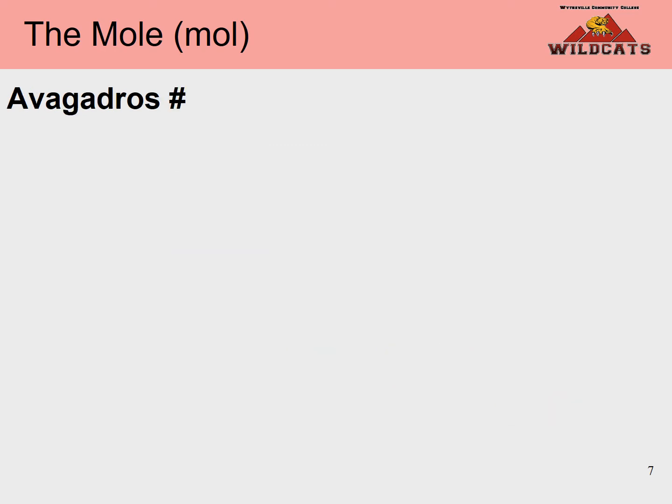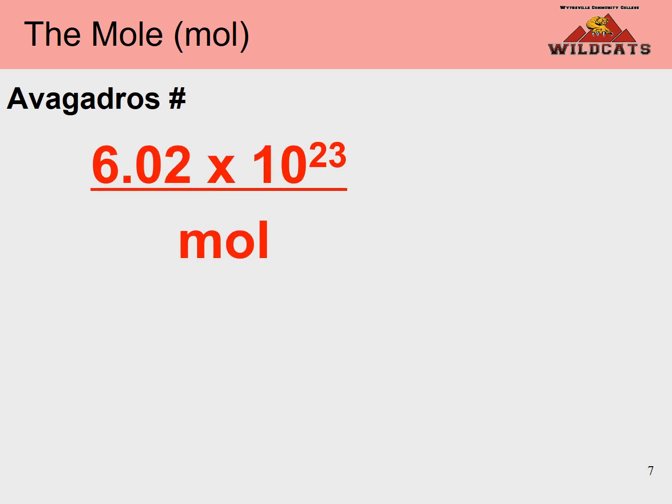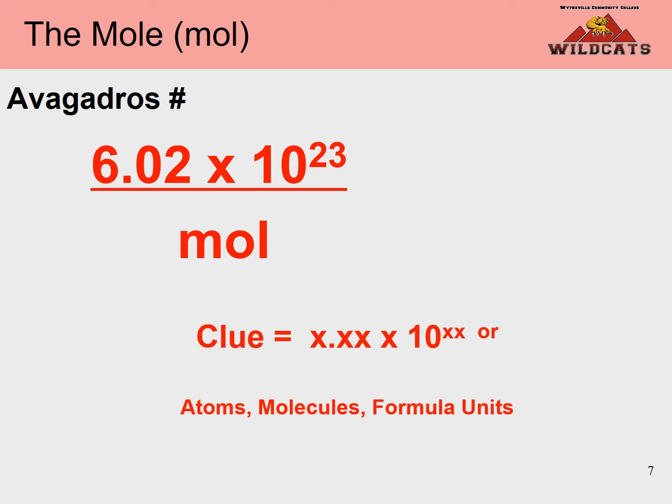Avogadro's number does stay the same, and pretty much we're going to use 6.02 times 10 to the 23rd. Sometimes we'll take it out to 4 significant figures, but usually 3 significant figures will suffice for this class. How you'll have a clue that we're going to have to use Avogadro's number is it'll have this times 10 to the XX, and that 10 to the XX is 10 to the 23rd, 10 to the negative 23rd, 10 to the 21st, 10 to the negative 22nd. It'll have a huge exponent or an extremely small exponent on the 10. And you'll see the words atoms, molecules, or formula units in the problem.